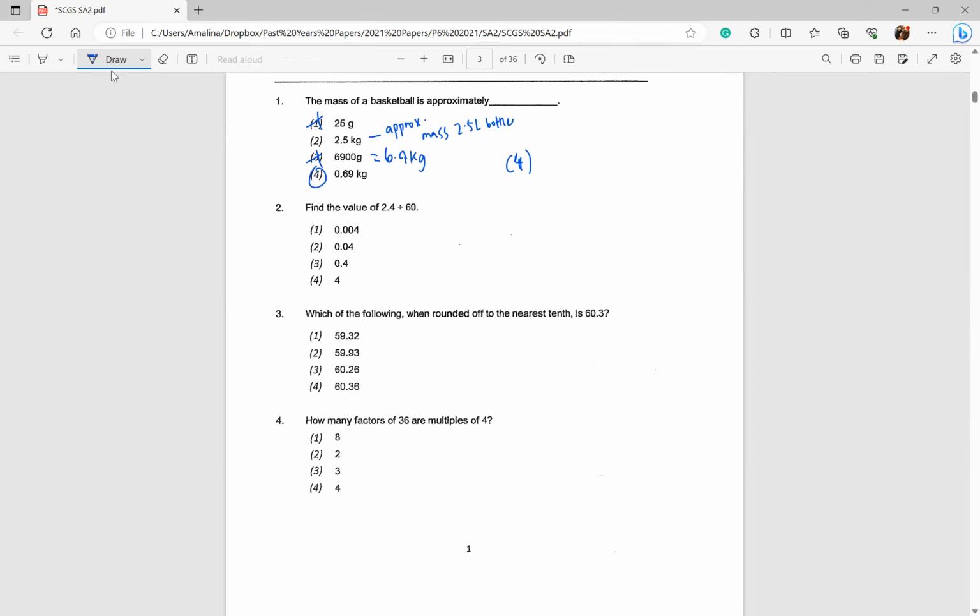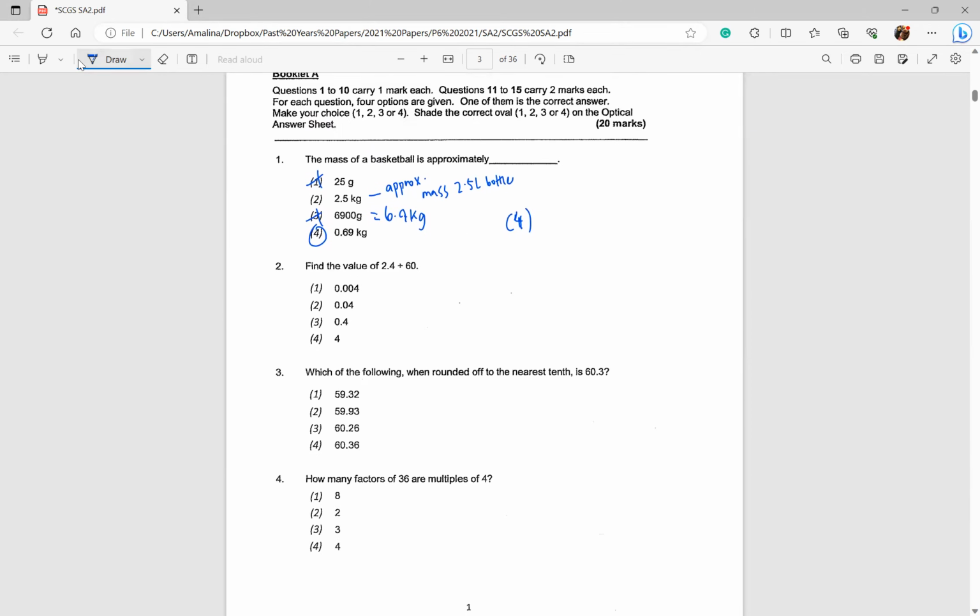Now, question number 2. Find the value of 2.4 divided by 60. Write this as a fraction first. So 2.4 over 60. Now, remove the decimal point by multiplying this by 10, so that your fractions are only whole numbers. 2.4 times 10 gets 24 over 600. Then we will try to simplify this one by one.